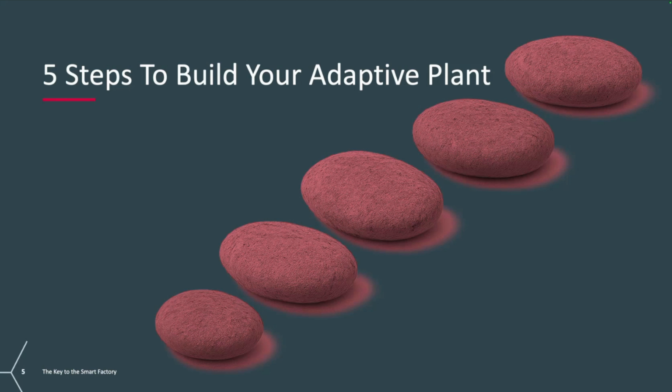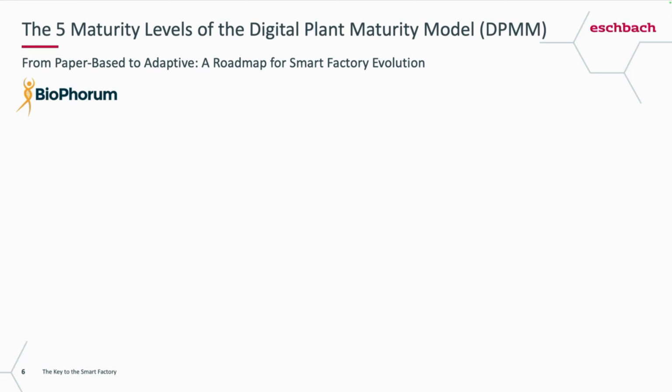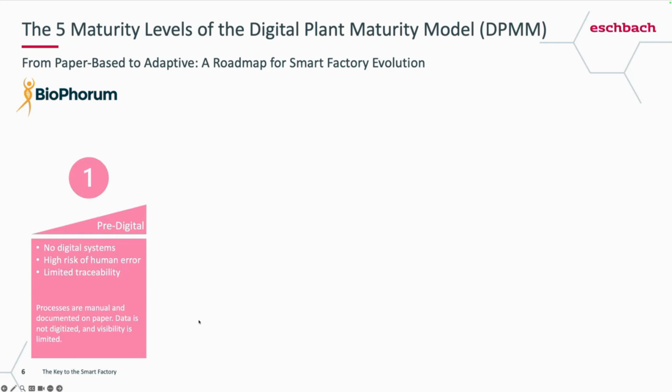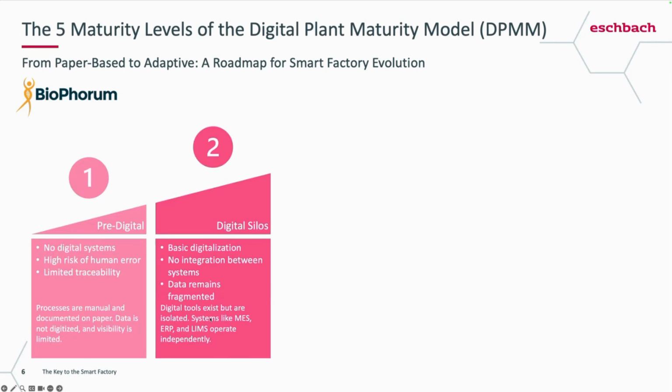What is the digital plant maturity model as it is defined by Bioforum? As already said, there are 5 levels, starting with level 1. This is paper-based manufacturing. This is not widely using any kind of digital systems. Then the second level of maturity, we have implemented tools in our manufacturing process, but they are somehow isolated. So there is no connectivity, there's no data exchange between these systems.